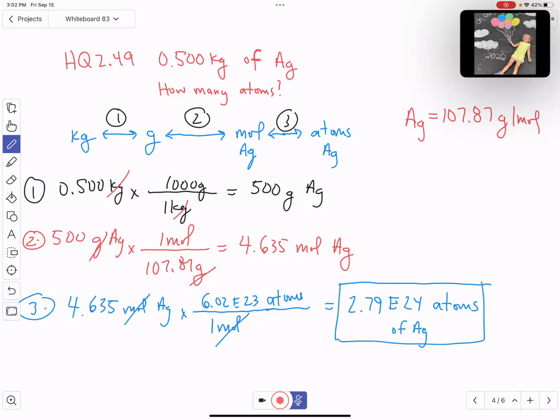So like I said, kind of in class, when we introduced this, you should get comfortable working these problems in any direction. So the phosphorus question, we went from atoms of phosphorus to moles to grams to kilograms. This question is just asking us to reverse those steps: kilograms to grams, grams to moles, and then moles to atoms of silver in this case for question 49.